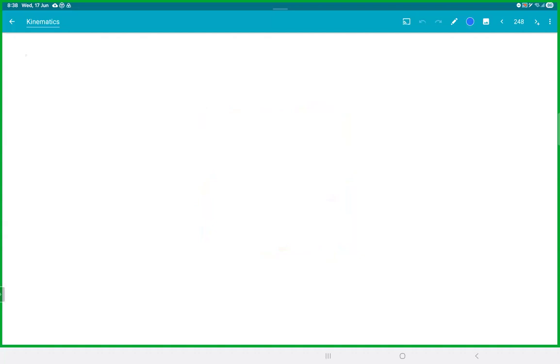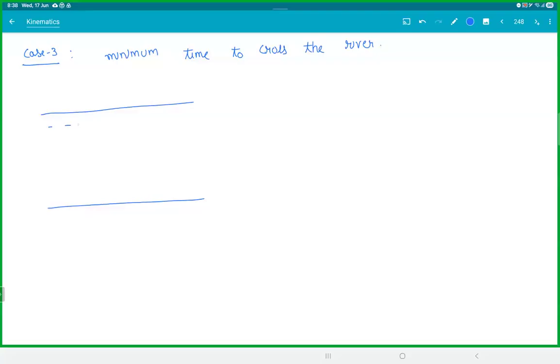Case 3, minimum time to cross the river. So you just want to cross the river in the minimum time. It doesn't matter where you reach.